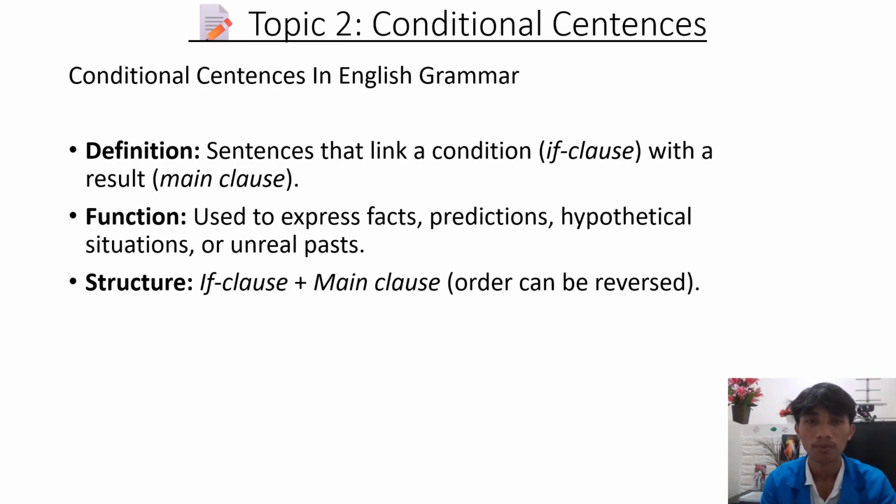Alright, we continue with topic 2, conditional sentences. Conditional sentences are structures that connect a condition with a result. They usually have two parts: the if clause, which states the condition, and the main clause, which shows the result. We use them to express facts, predictions, hypothetical situations, or unreal past events.